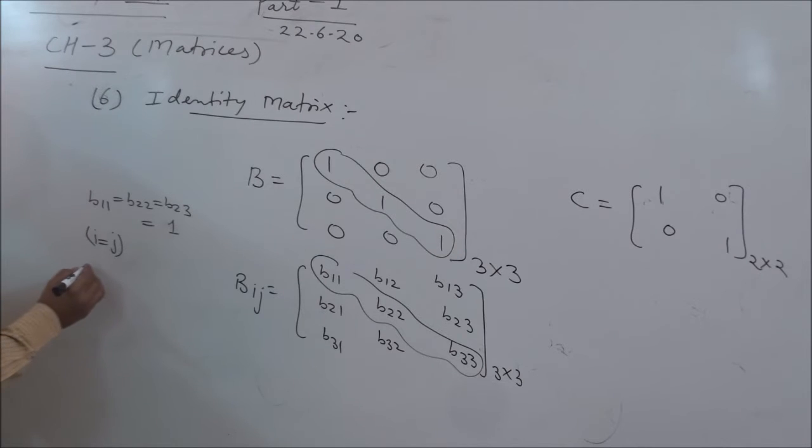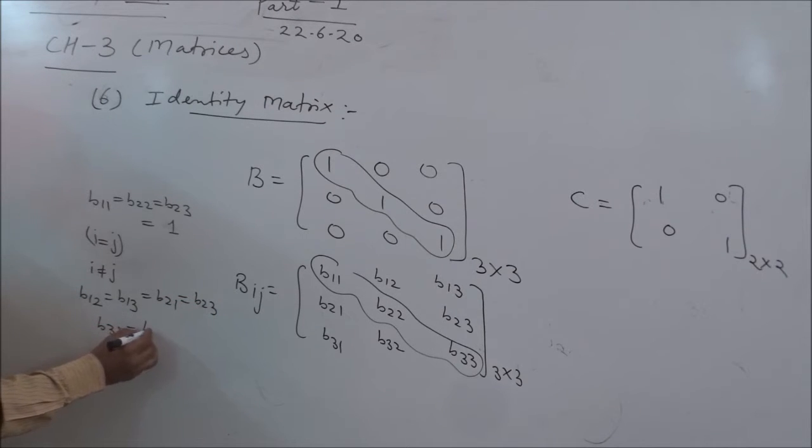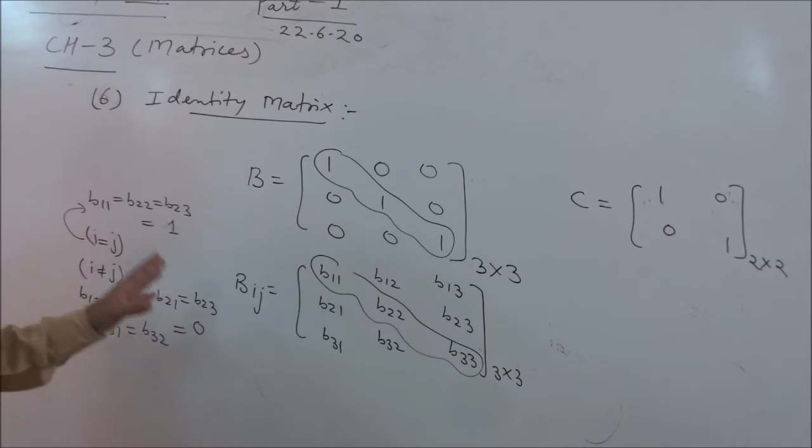But what happens when i not equals to j? For example, it is your B12, B13, B21, B23, B31 and B32. All these values are equivalent to 0. If we compare these two, here the i and j both are equal, so the value is equivalent to 1. But when i not equals to j, then we can say the value of these non-diagonal elements B12, B13, B21, B23, B31 and B32 are equivalent to 0. So such type of matrices are known as identity matrix.